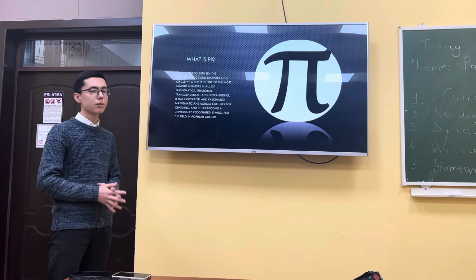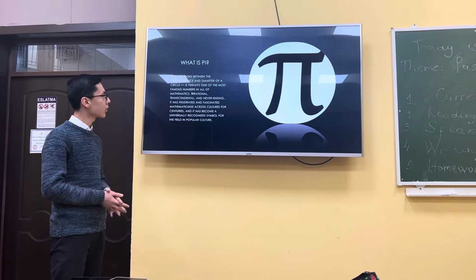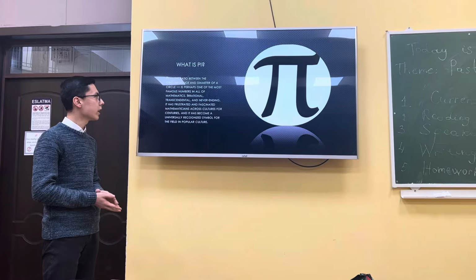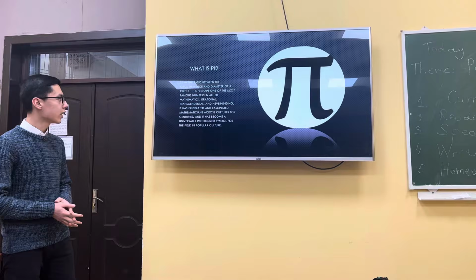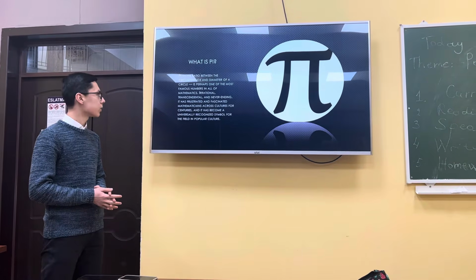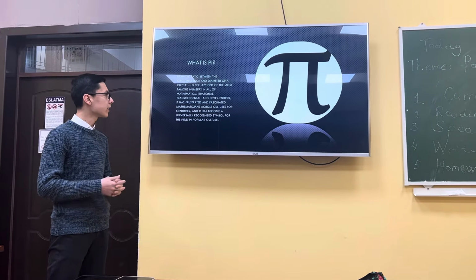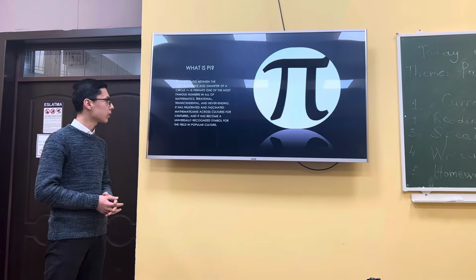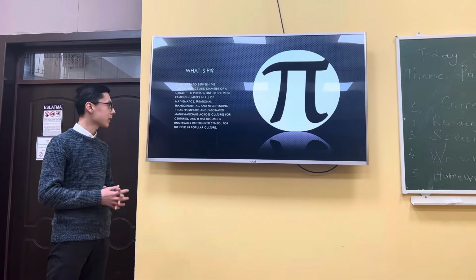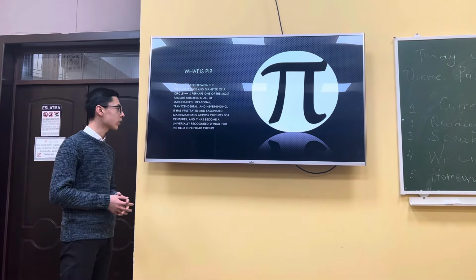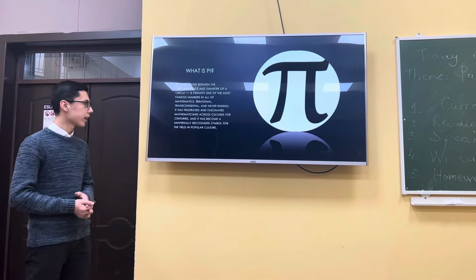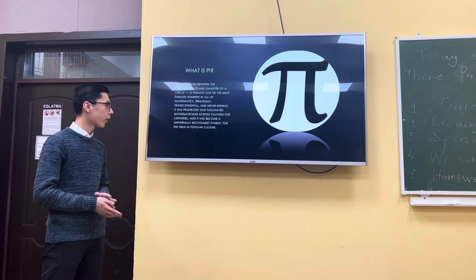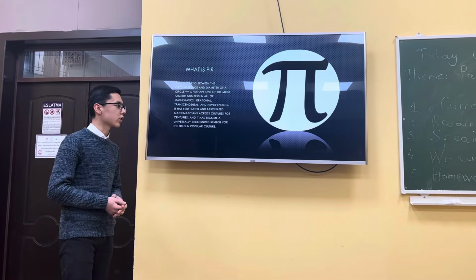Pi, the ratio between the circumference and diameter of a circle, is perhaps one of the most famous numbers in all of mathematics. Irrational, transcendental, and never-ending, it has frustrated and fascinated mathematicians across cultures for centuries, and it has become a universally recognized symbol for the field in popular culture.